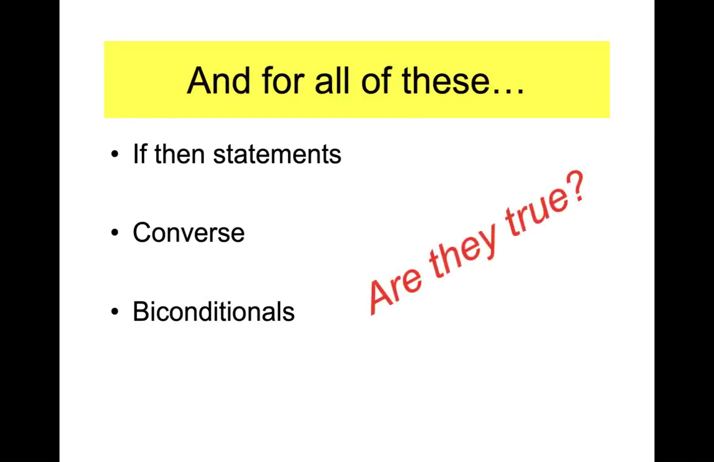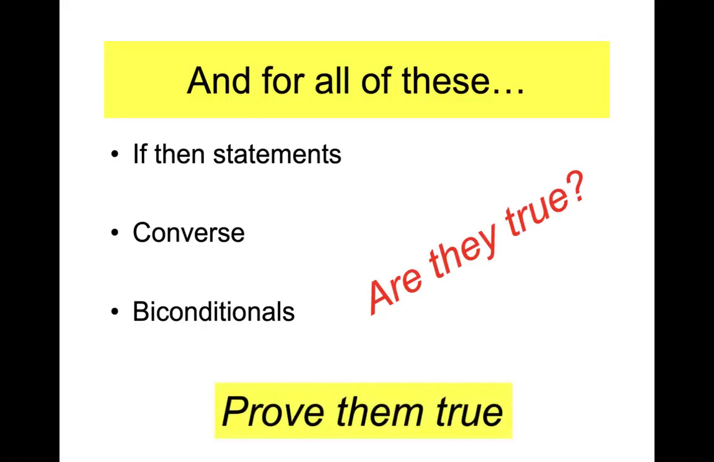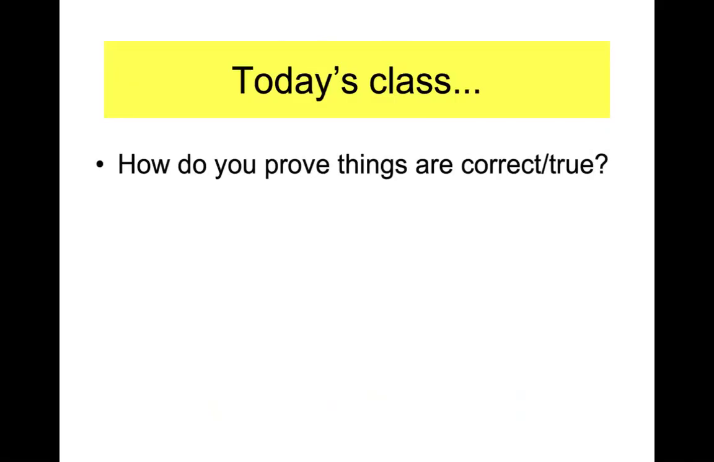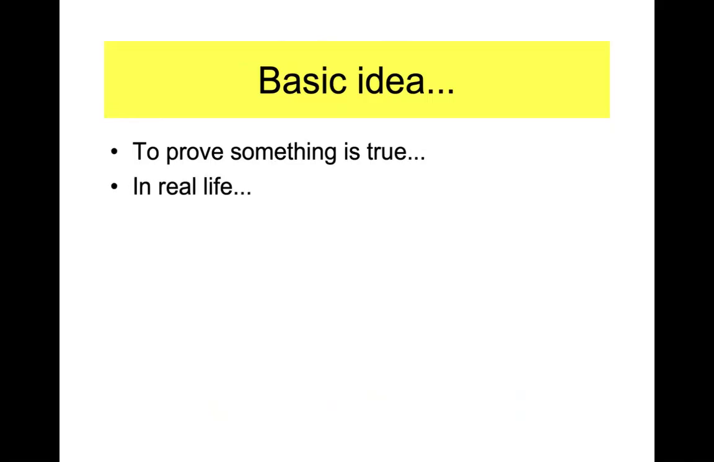Okay, so for all of these, we have to prove that they're true because all of these are going to be theorems, right? So we're going to prove them to be true. So how do you do that? So today's class is how do you prove things to be true? The basic idea is if we need to prove something is true, well, in real life, if you want to prove that something is true, you make an argument. I claim that, for instance, you are 14 years old, or 15 years old, or 16 years old.